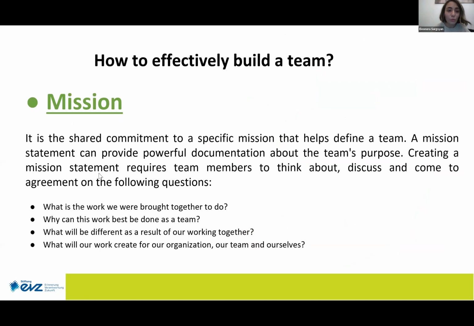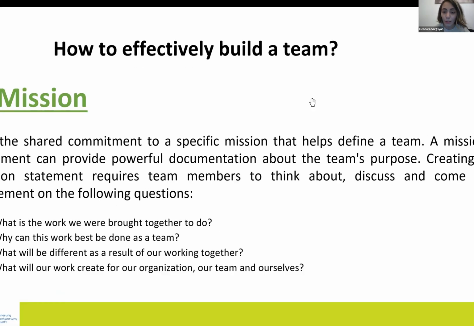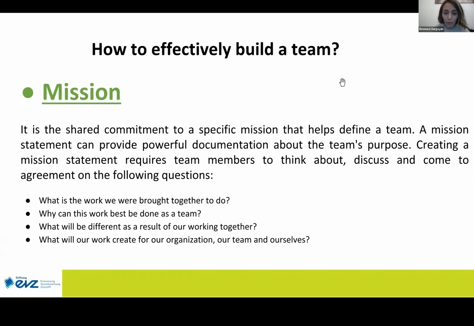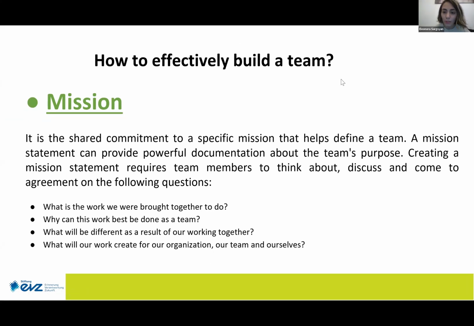And we're slowly proceeding to the part on how to effectively build a team. So the first and already overused word is mission. This is the thing that is basically assembling people together and is driving them. And the statistics show that people who resonate with the company's mission they're working in have higher productivity, higher enthusiasm. This helps. So it is the shared commitment to a specific mission that helps define a team.